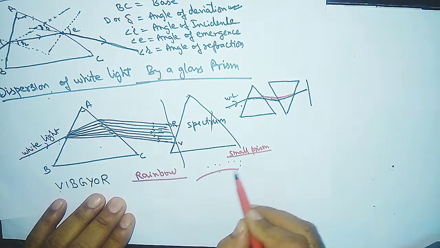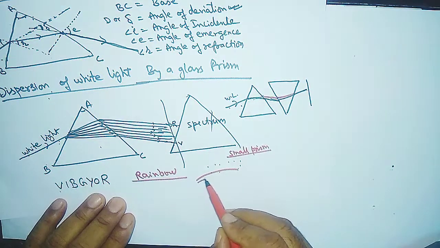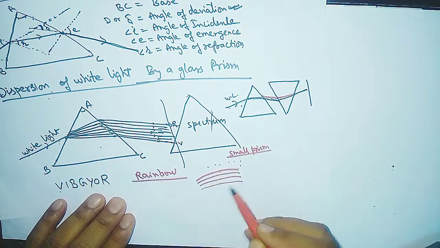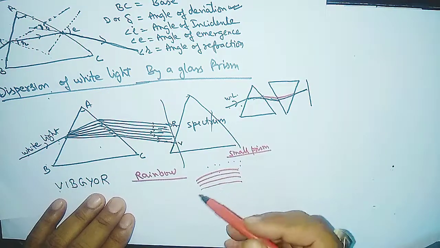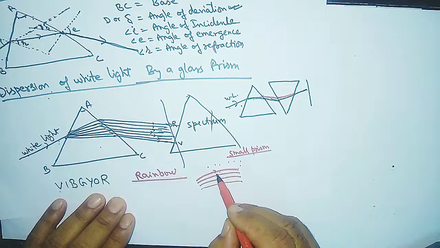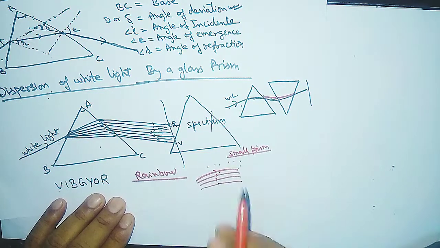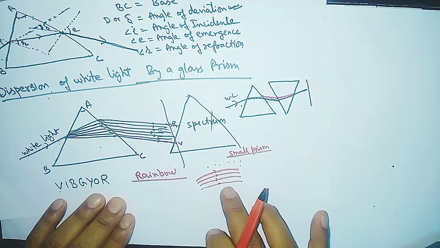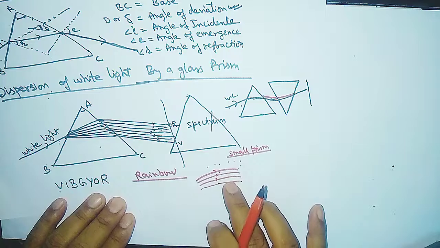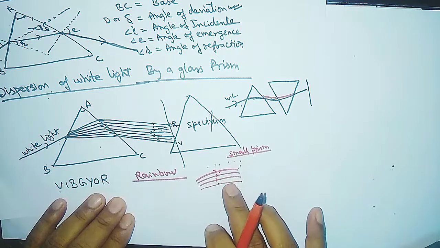Rainbow is always formed when the water droplets are present in the atmosphere and the sun is just behind you. In that condition, you will find the rainbow in the sky. Okay, so the phenomenon of the rainbow is based on the dispersion of light.